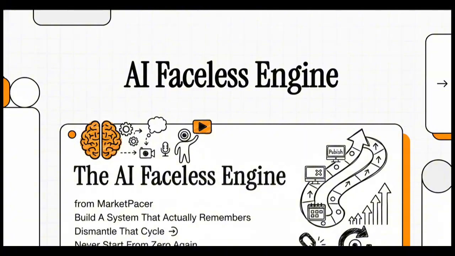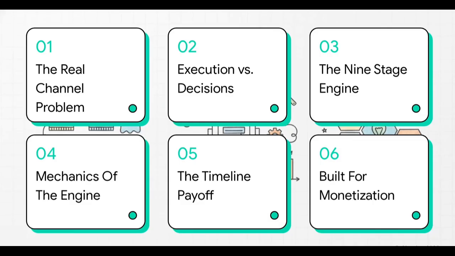Well, today, in this explainer, we're going to completely shatter that cycle. We're diving into MarketPacer's AI Faceless Engine to show you exactly how to build a system that actually remembers. Here is our roadmap for today. We'll quickly cover the real channel problem, execution versus decisions, the 9-stage engine, the mechanics of that engine, the timeline payoff, and finally, why this is built for monetization.